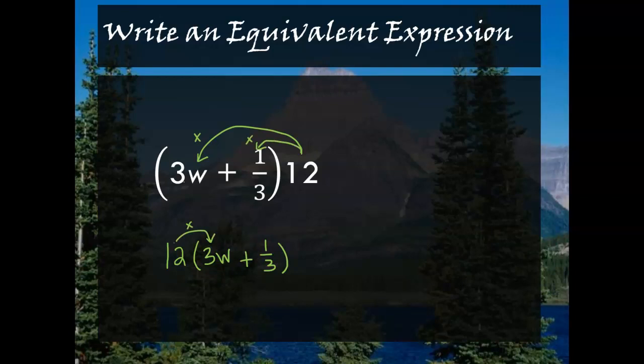And if we multiply 12 times 3w, we'll get 36w, and 12 times 1/3 is 4. If you don't remember how to do that, it looks like this. 12 over 1 times 1/3 will equal 12 over 3. 12 divided by 3 equals 4.